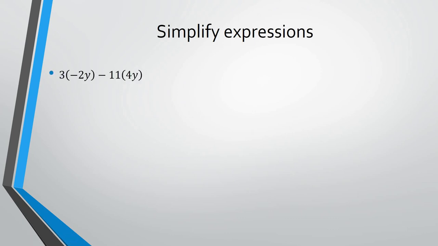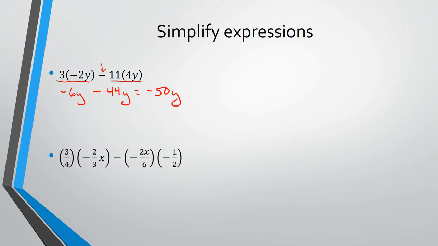So let's take a look at this expression. I've got some multiplication here. This is subtraction because it's not in parentheses. So 3 times a negative 2y is negative 6y, minus 11 times 4y is 44y. Now I have like terms, so using my addition rules, a negative plus a negative is a bigger negative, negative 50y.